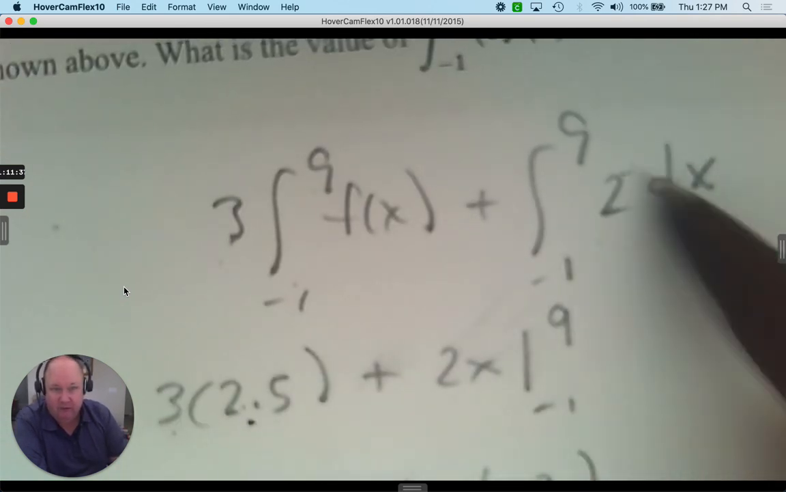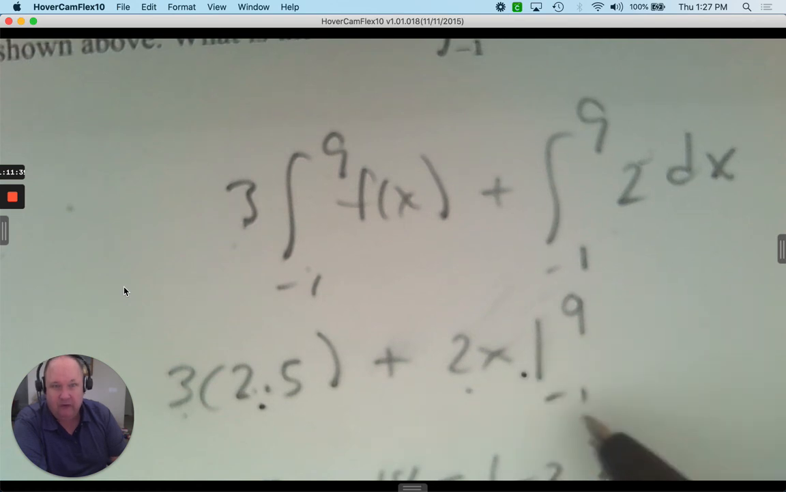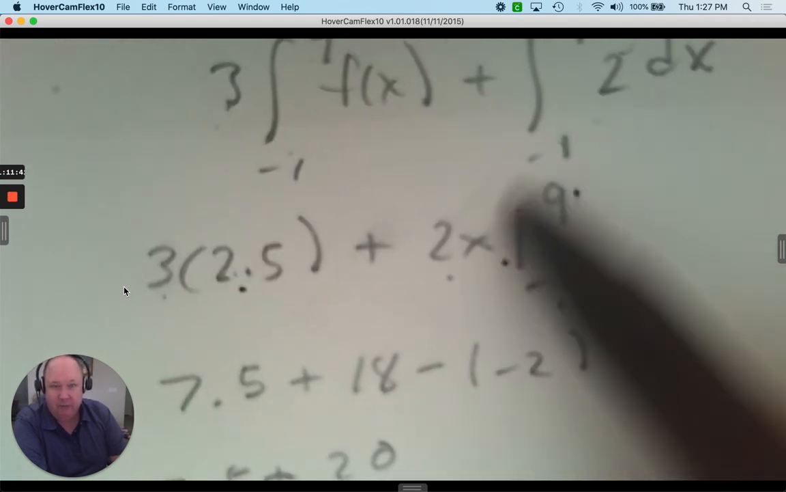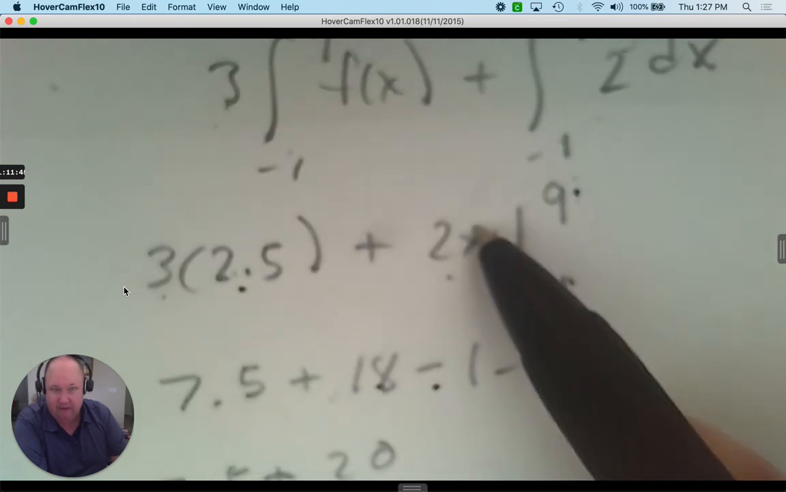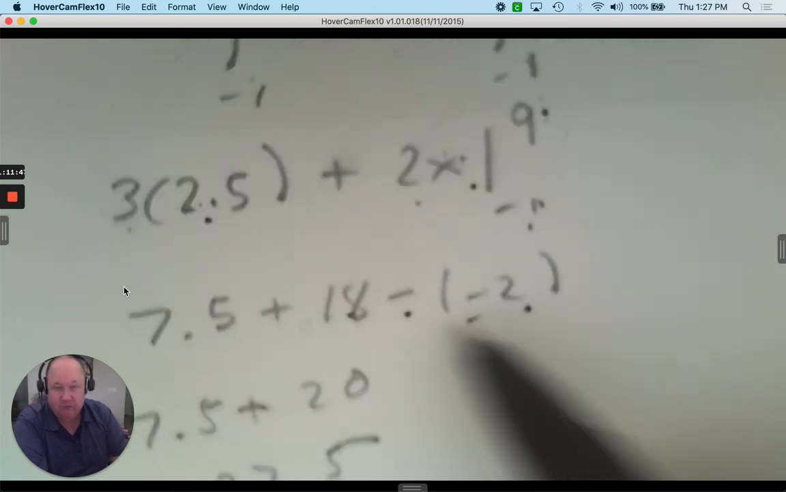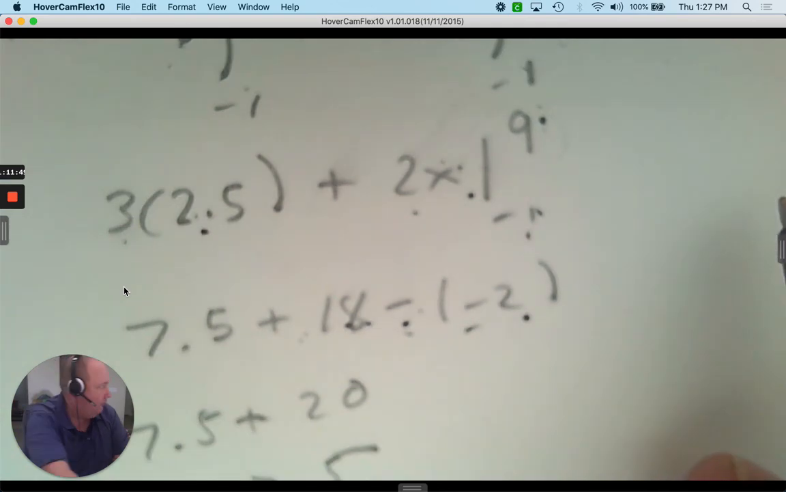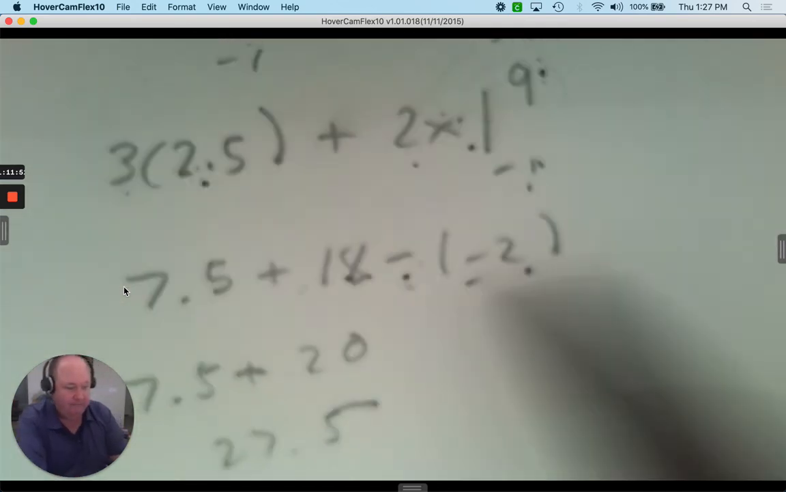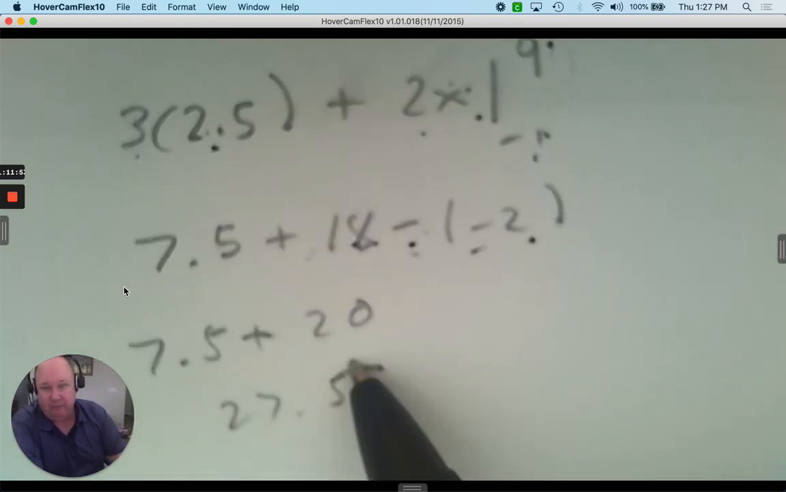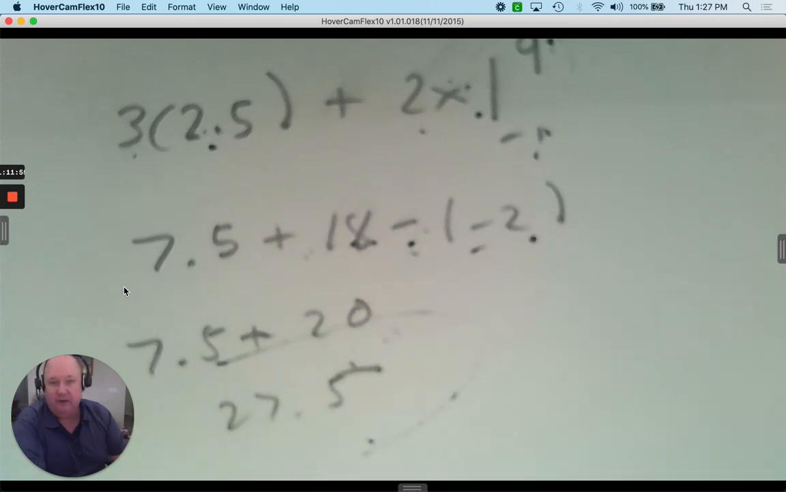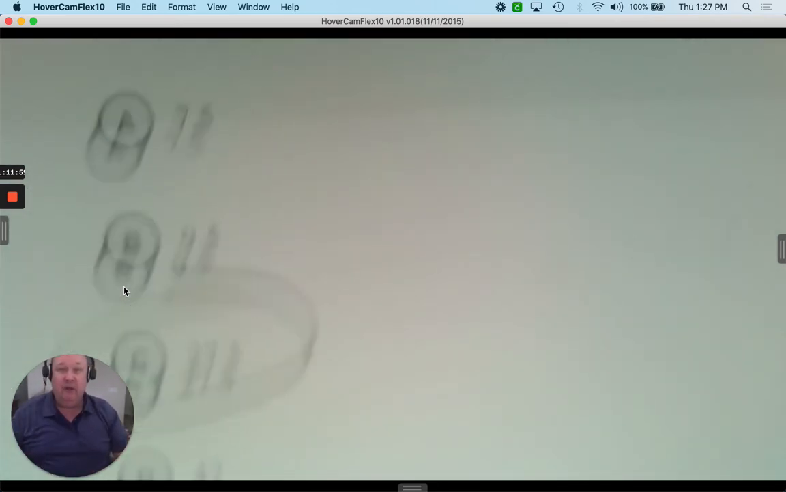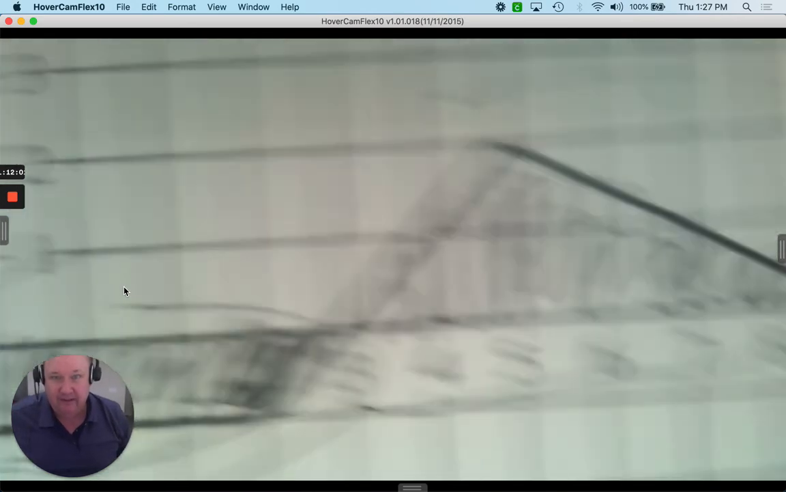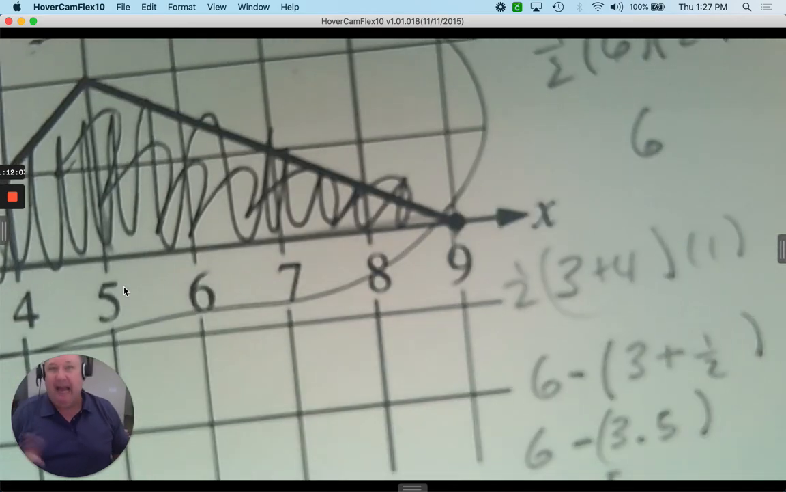The integration of 2 is just 2x from -1 to 9. You plug in the upper bound, that's 18. Subtract, plug in the lower bound, that's -2. So 18 subtract -2 is positive 20. So it's 20 plus 7.5. So the end answer is 27.5. Using properties of integration, can you integrate things geometrically? Can you integrate it algebraically?